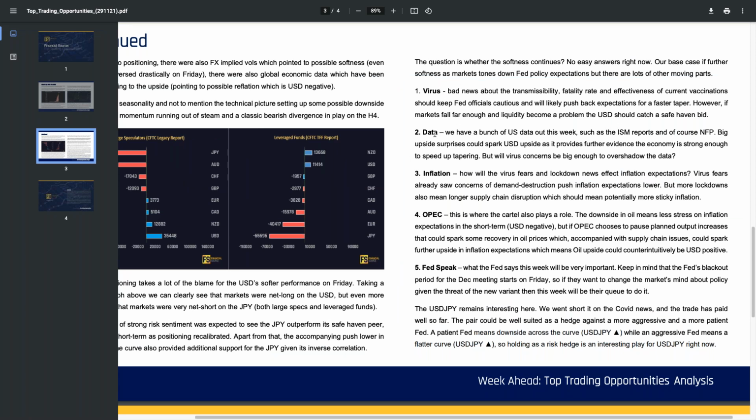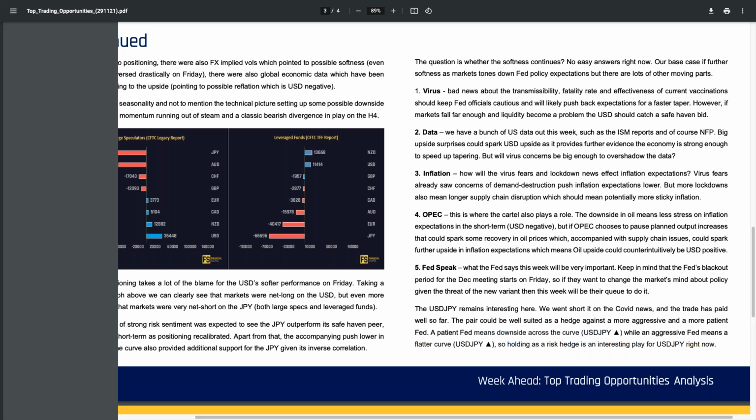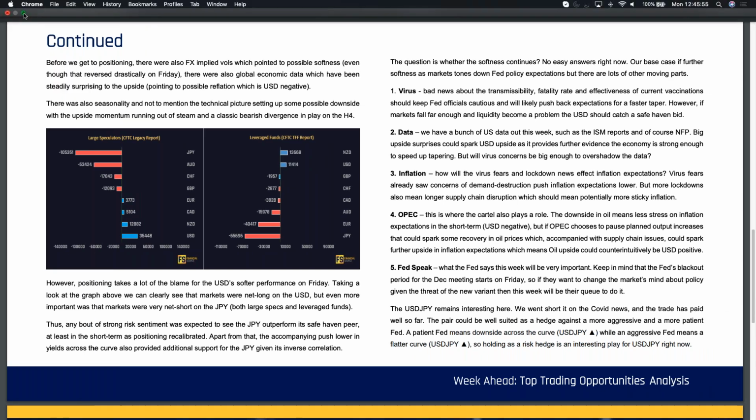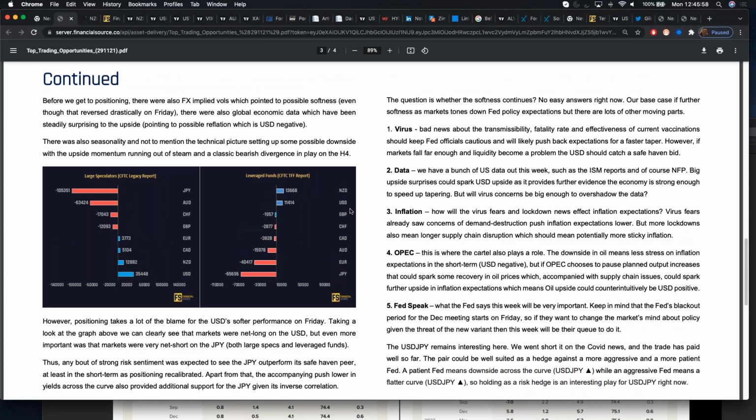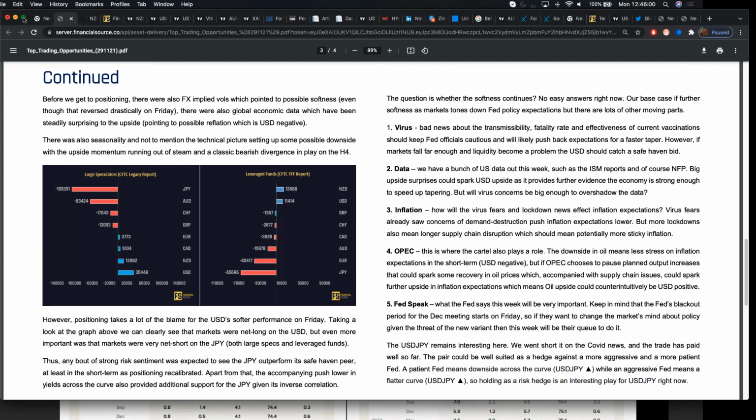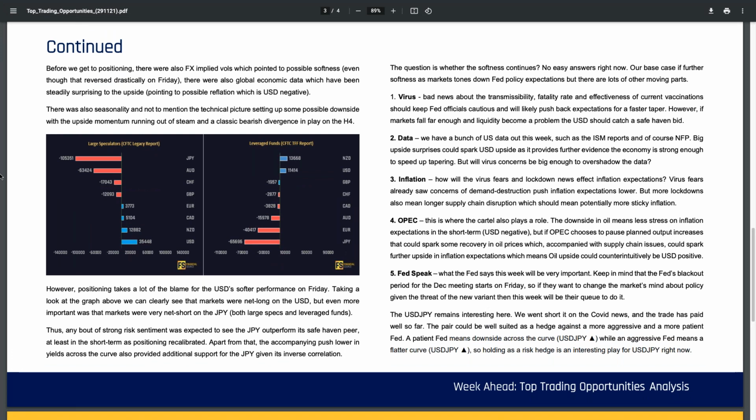Got a lot of important data this week. NFP, we'll cover that in a minute. Inflation, OPEC, and Fed speak. So there's a lot of moving parts for the US dollar this week. So be very, very prudent of that. Do take a little screenshot of that. Just give you 30 seconds. That will help you with a little bit of research we've done to help you get ready for that.